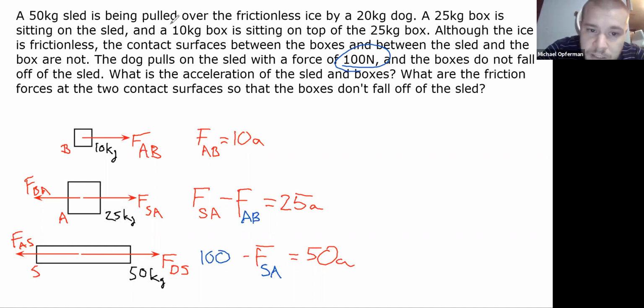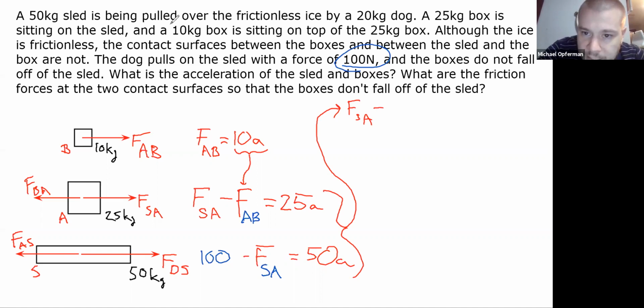I think the easiest way to solve this one, the first equation here, the top equation, is already solved for FAB. So let's plug this in. I'm just going to take this 10A and plug in here. And that will give me, I'll be down to 2 equations. So I'll have FSA minus 10A equals 25A. So that tells me FSA equals 35A.